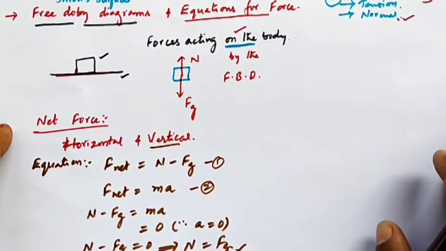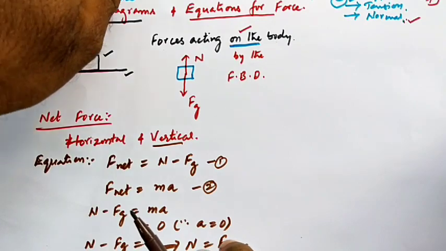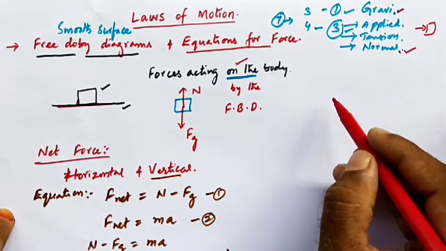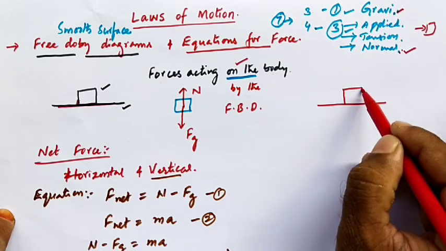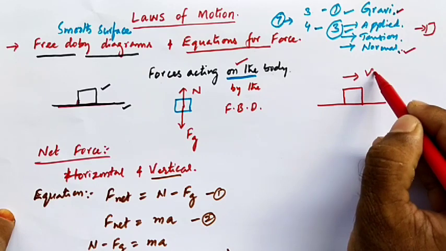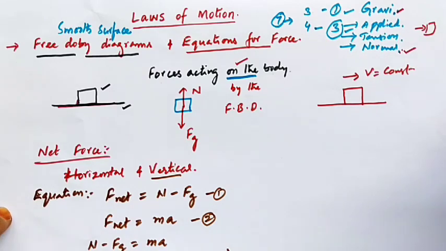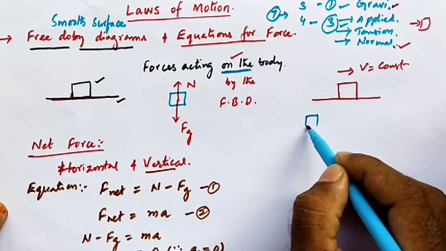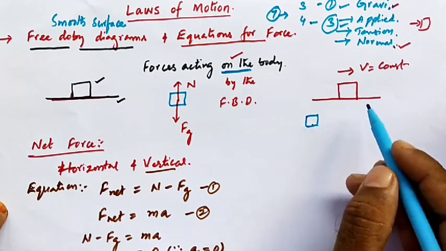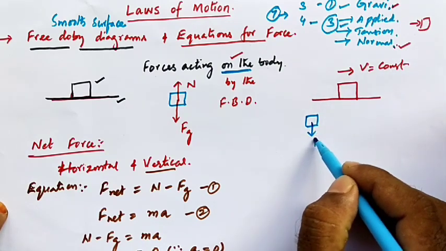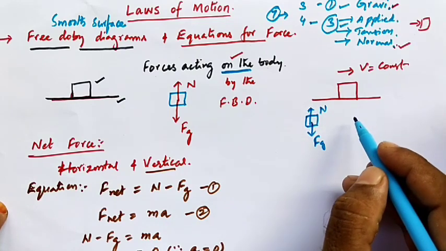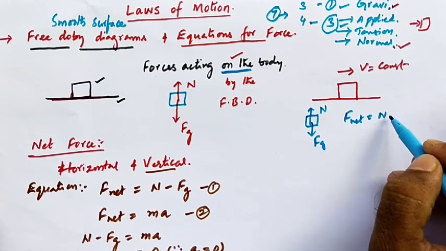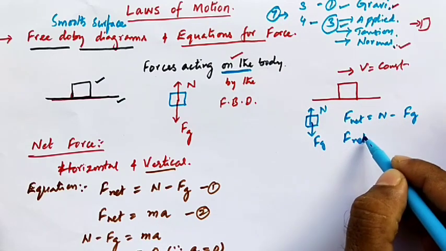Now let us take another situation, an example where an object is on the surface and moving with a constant speed in a straight line. In this case, let us first draw a free body diagram. This is the body; only for the block we are drawing the free body diagram. How many forces are acting in this case also? Only two. One is Fg downward, the second is the normal force by the surface in the upward direction. So only vertical forces are acting. The net force in the vertical direction, F net, is N minus Fg. From Newton's second law, F net is equal to ma.